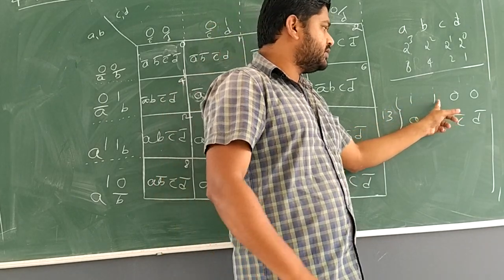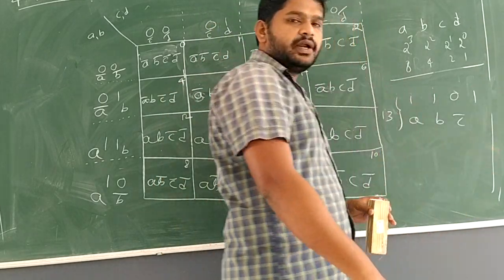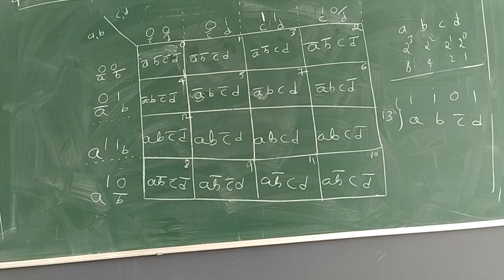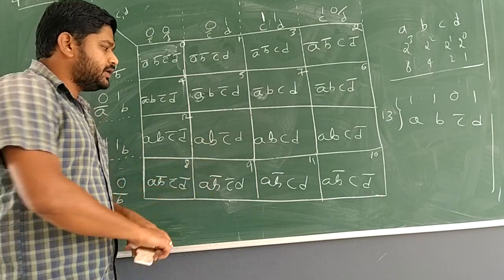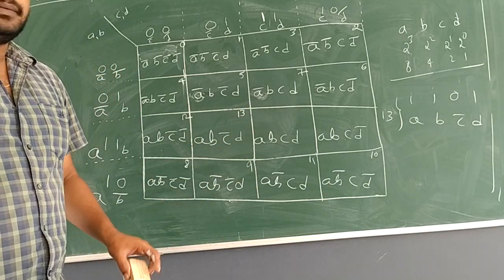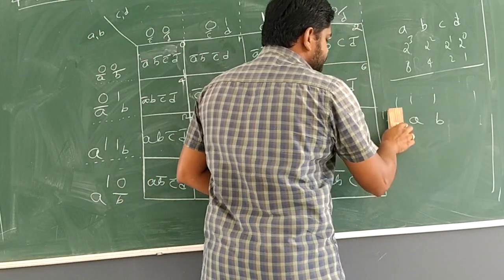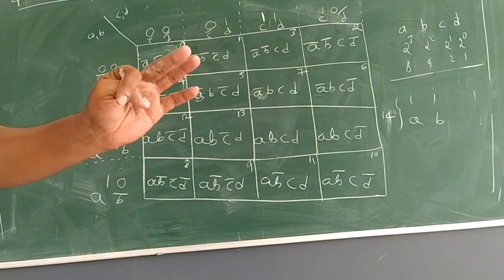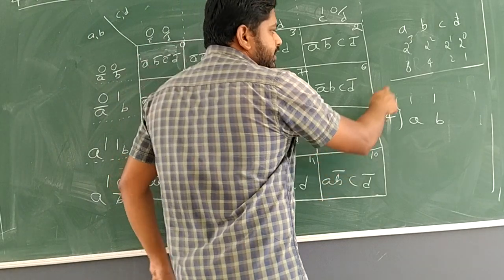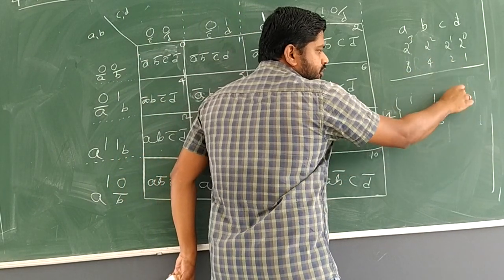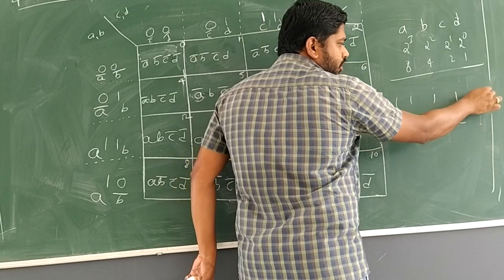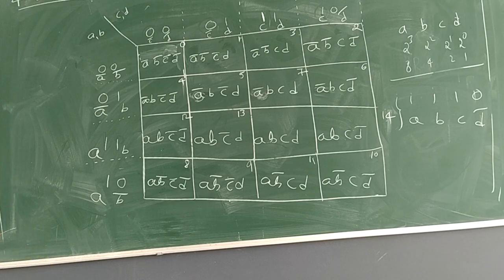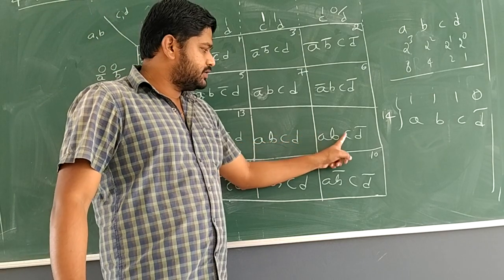Okay, how to get 13? 8 plus 4 plus 1. Hence it is A, B, C complement, D. So this will become 13. So how to get 14? 8 plus 4 is 12, 12 plus 2. What we are not including is 1. Hence it is D complement: A, B, C, D complement.